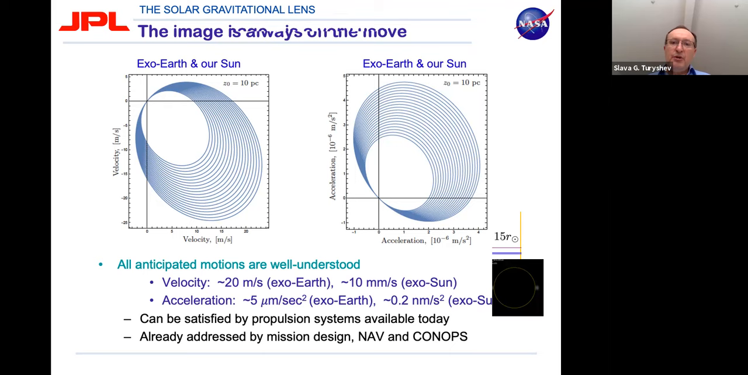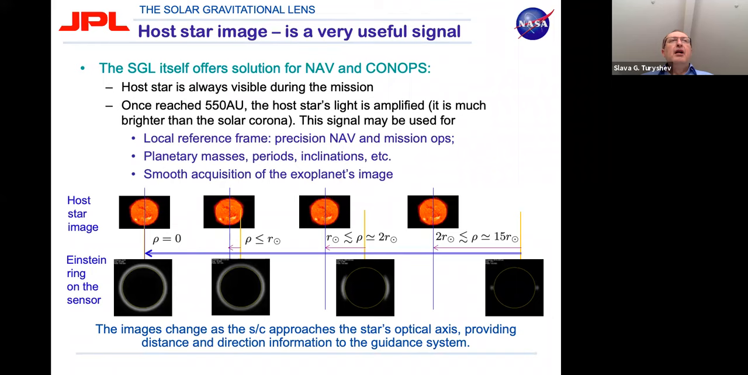What is also interesting is navigation in the focal region, which is quite an interesting task as well, because we don't have a celestial body against which we can navigate our spacecraft. So it's a challenge. It's an empty field out there. Once you move beyond the heliopause, there is nothing. But the amplified light from the host star provides us with a very good beacon out there. On the right, this is the amplified light from the host star. And once we reach 550 astronomical units, the light from the host star is greatly amplified.